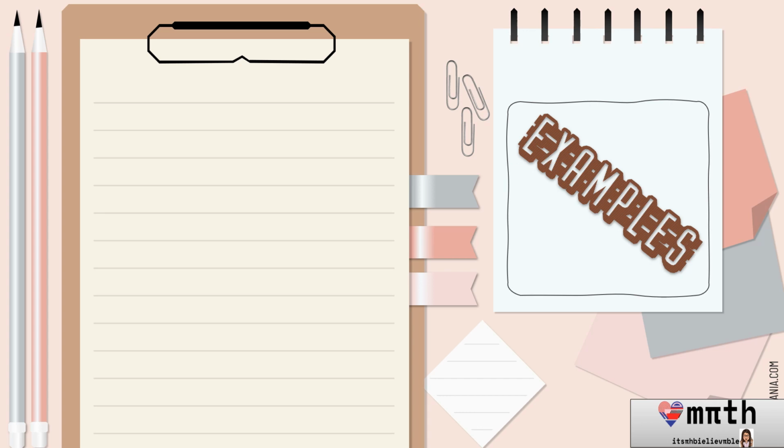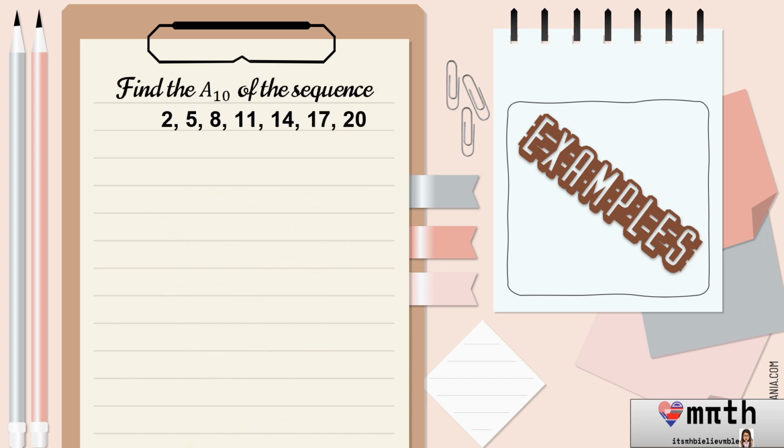And now, let us identify or find the a sub 10 or the 10th term of the sequence 2, 5, 8, 11, 14, 17, and 20. As you notice, this sequence was used a while ago for our example, but we used pattern searching in order for us to get the 10th term. For this example, we're going to use the formula of the arithmetic sequence. Okay? So, the first thing that we need to do is find the common difference.